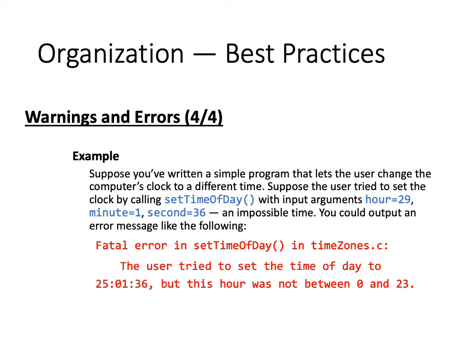So fatal error in set time of day in timezones.c. You're giving them the method, you're giving them the file. I would suggest even giving them the line number. And then the message, the user tried to set the time of day to 25:01:36, being as specific as possible. But this hour was not between 0 and 23. So now it's telling you, the developer, what went wrong, and it's telling the user what they could have done to make it better.